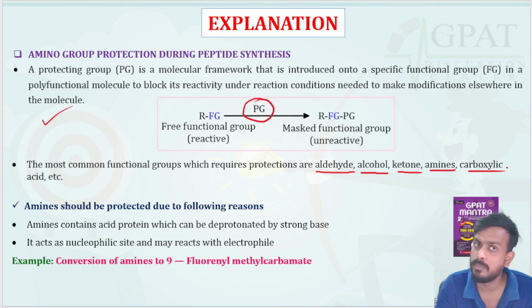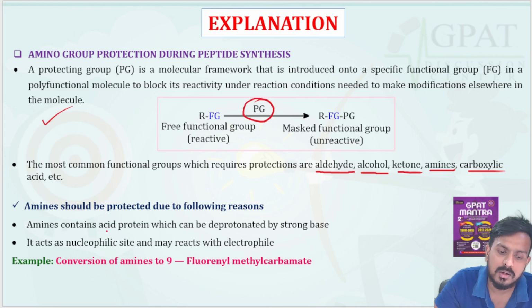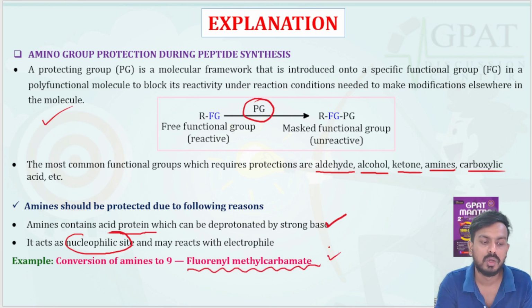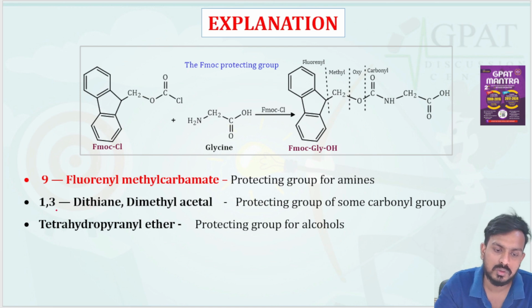Why should amine be protected? This is because amine contains an acidic proton which can be removed by a strong base. The second point is it acts as a nucleophilic site, which may react with electrophiles. So the conversion of amine to 9-fluorenylmethyl carbamate will act as a protecting compound. Okay, you can see from the reaction. When the compound reacts with glycine, it will form this 9-fluorenylmethyl carbamate.